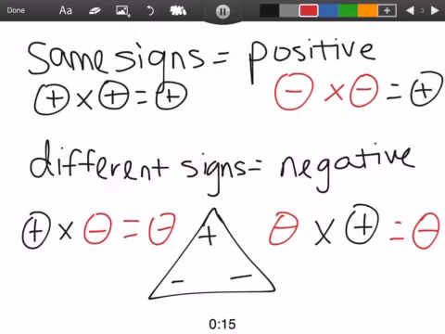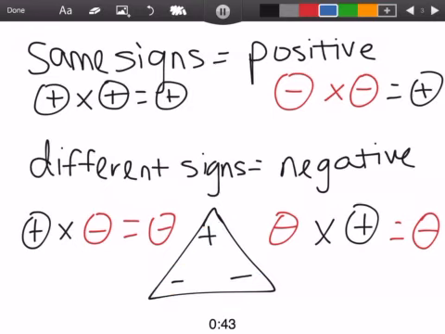Now what you'll notice at the bottom I have is a triangle. The way that this triangle works is you cover up the signs that you have in the problem. So let's say in the problem you have 2 negatives. Then you'd cover up the negative and the negative sign, and whatever's left is the sign of your answer. So my answer will be positive. Let's say I'm multiplying a positive times a negative. I cover up the positive sign and the negative sign. My answer then will be a negative.